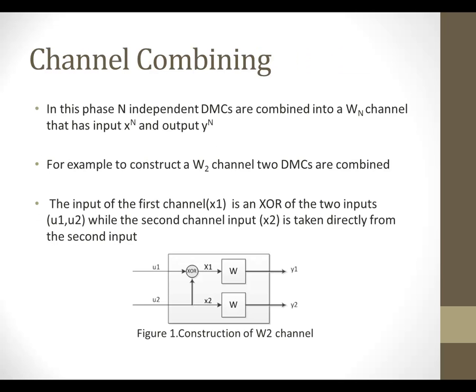First, I will start by talking about channel combining. In this phase, N independent DMCs are combined into a W_N channel that has an input X^N and an output Y^N. In the slides, we will take an example of how to construct a W_2 channel, where two DMCs are combined.